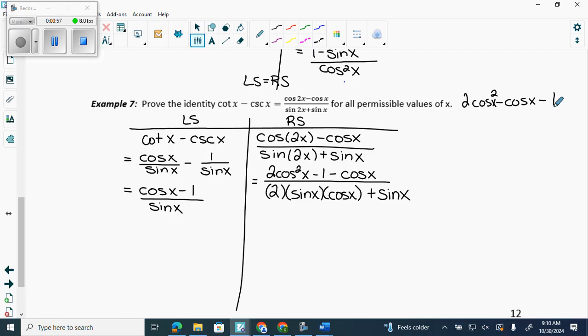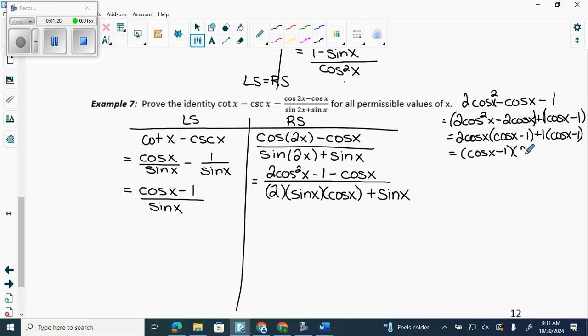So then this, I can say 2 cos squared x minus 2 cos x plus 1 cos x minus 1, group. Take a 2 cos x out. You could replace it with m's, remember? That's fine. I get cos x minus 1. I take out a plus 1. I get cos x minus 1. And so I'm left with cos x minus 1 and 2 cos x plus 1.